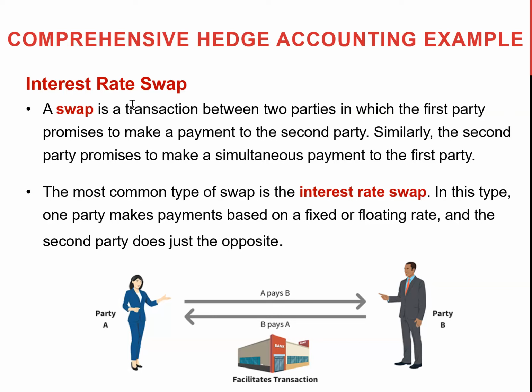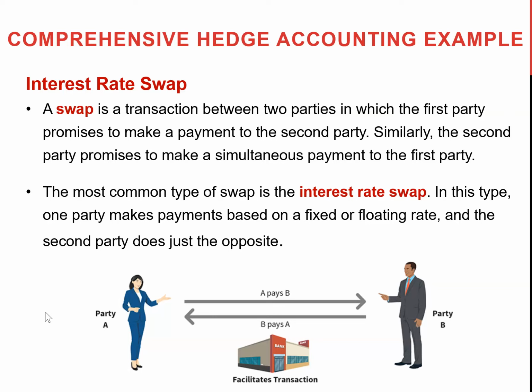Or you will also see it frequently when companies issue bonds and they need to pay a fixed rate, but if they think that the market interest rate may fluctuate and that will impact the bond price, they can also do an interest rate swap. So let's see the comprehensive example of an interest rate swap. But before that, what is a swap?